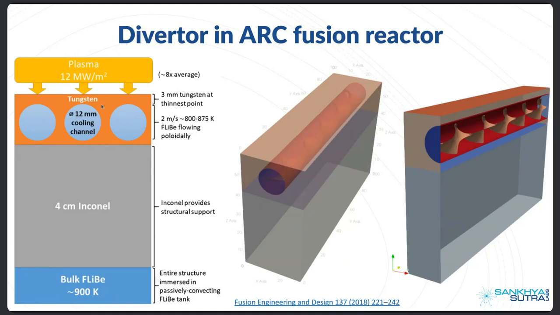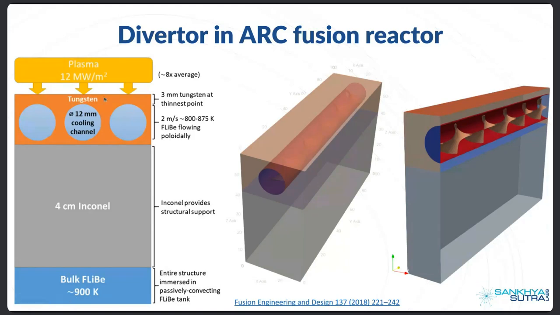First, the reactor wall itself is quite thick, and the wall is cooled using a flow of molten salt, which is fluorine, lithium, beryllium through these channels. And then we have a thick 4 centimeter Inconel wall, and this entire assembly is placed in a liquid bath of iron, which is around 800 or 900 Kelvin. So in the present case, we ignore the liquid bath.